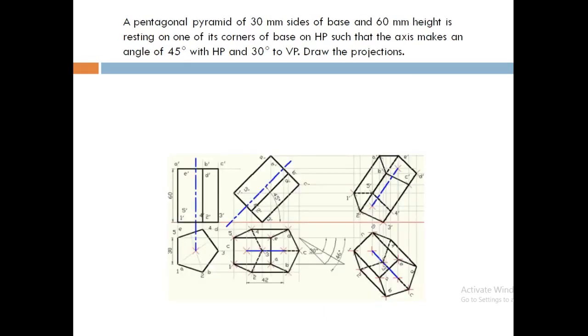Now let's take an example of a prism. Here a pentagonal prism is resting on one of its corners, and once again the axis inclination is given with respect to HP and VP. The initial length of the axis is 60 mm, and if you look into the second top view, the axis length has been reduced from 60 to 42. So we need to calculate the beta angle.